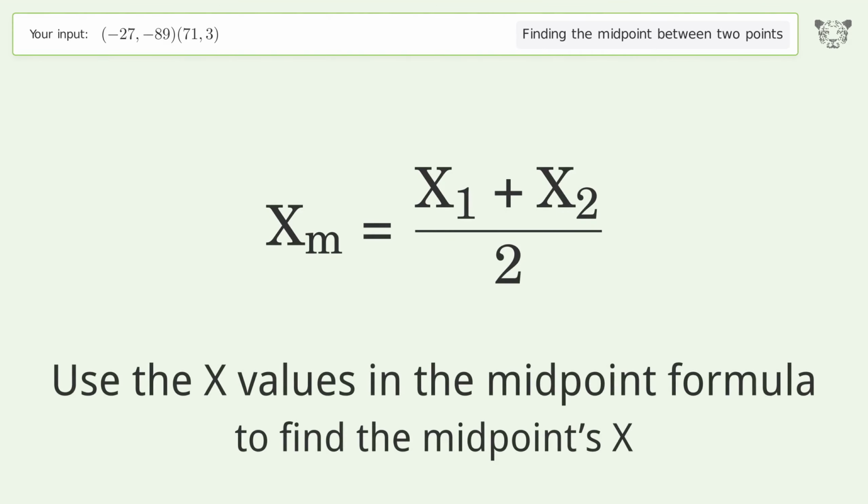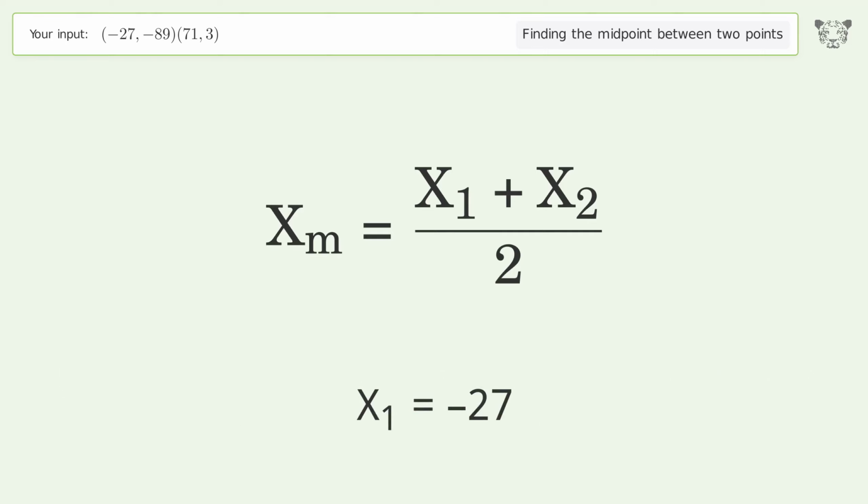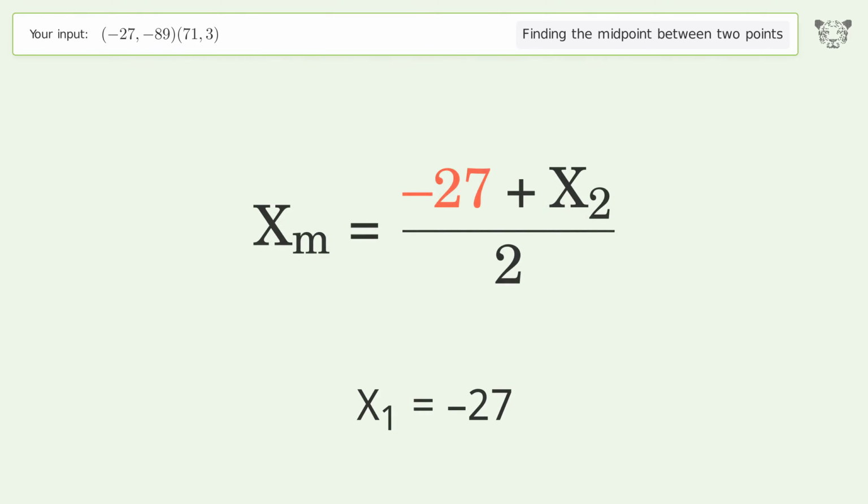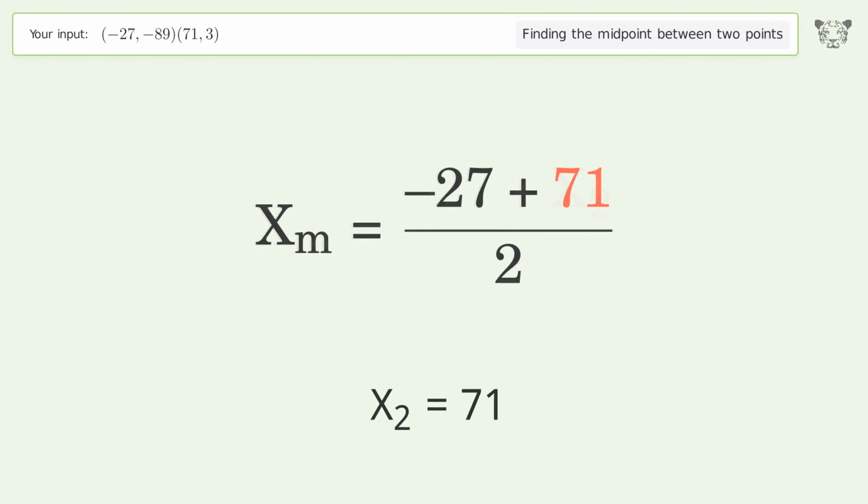Use the x values in the midpoint formula to find the midpoint's x. x1 equals negative 27. x2 equals 71. Simplify the arithmetic.